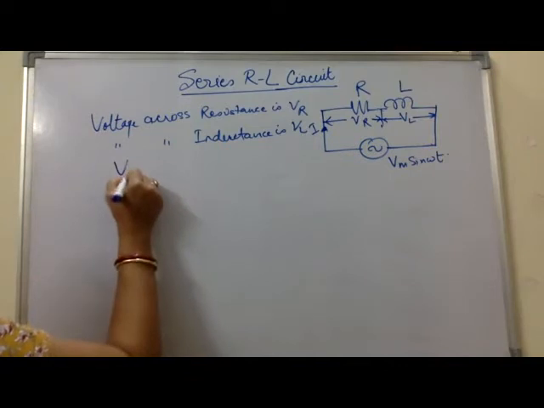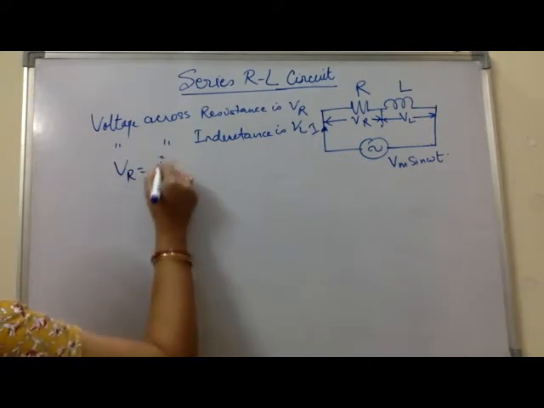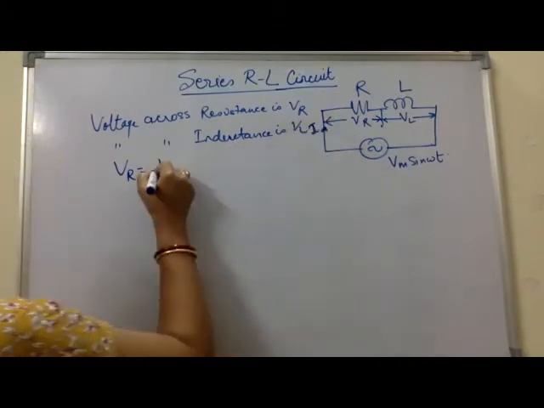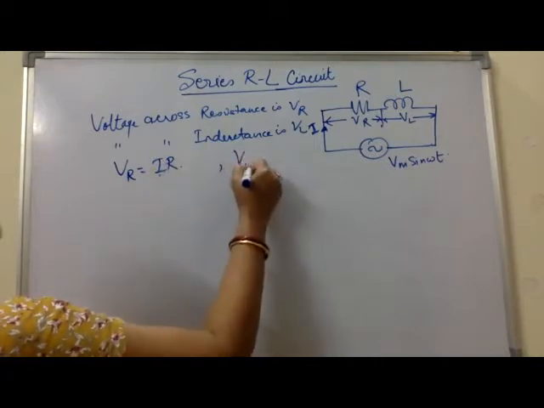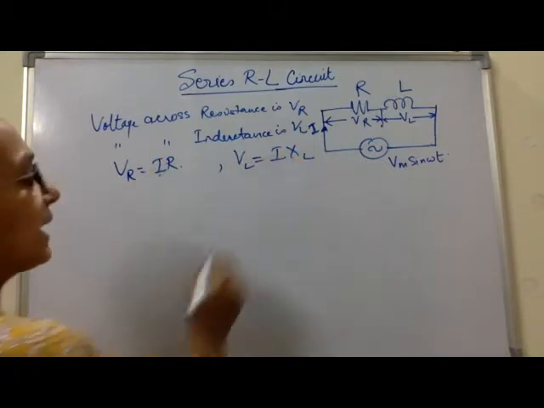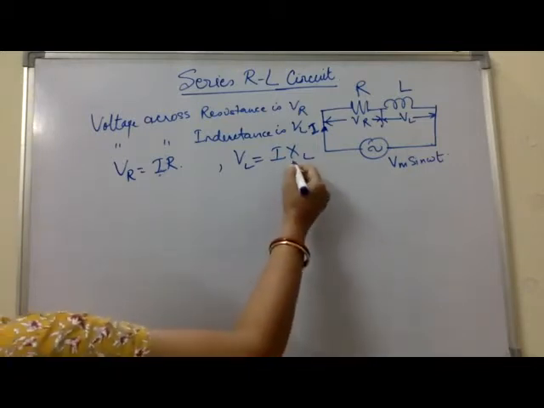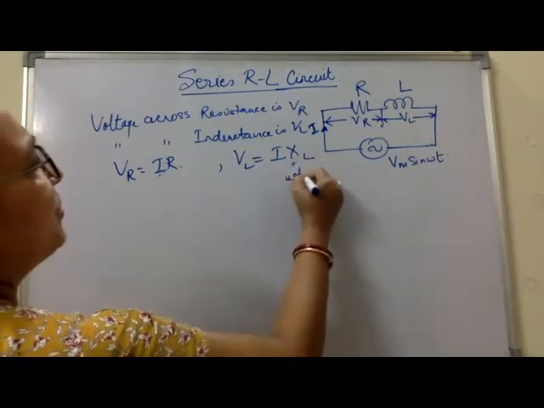Now we have to calculate the total current. So what will be given as VR? VR is given as I into R, and VL is given by I into XL, as we have seen previously that the voltage across a pure resistance will be current into the resistance and voltage across the inductor will be current into the inductive reactance, and that inductive reactance is here j omega L, or over here we are just taking the magnitude.